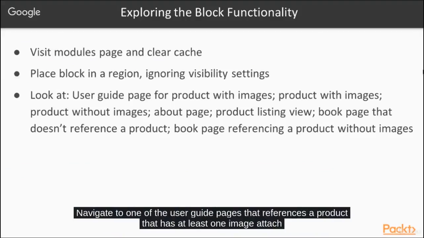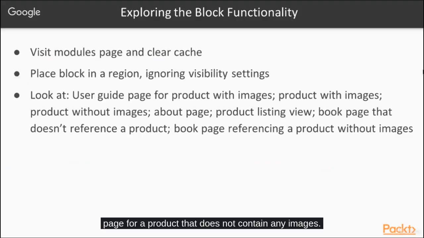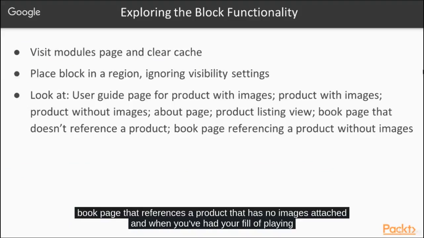Navigate to one of the user guide pages that references a product that has at least one image attached. Navigate to a product page for a product that has at least one image attached. Navigate to a product page for a product that does not contain any images. Navigate to the About page, and navigate to the product listing view. You might also want to test out creating a book page that does not reference a product, as well as a book page that references a product that has no images attached.